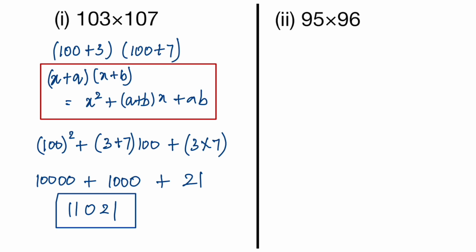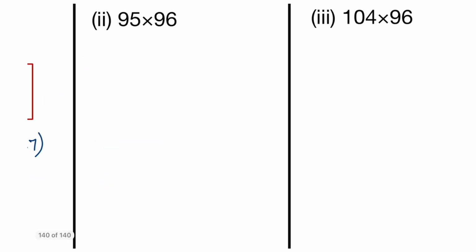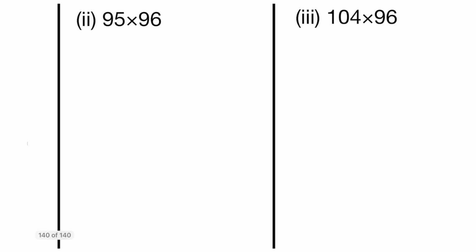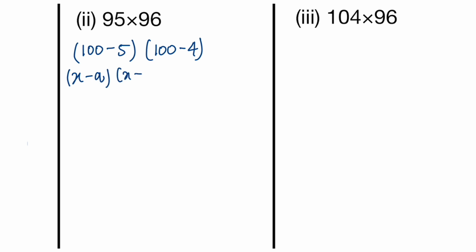Okay, moving on to the next subdivision. So this is 95 into 96. So 95 is 100 minus 5, right? And 96 is 100 minus 4. So it's of the form x minus a into x minus b. Okay, or in other sense you can take that a is equal to minus 5 and b equal to minus 4. So that works as well.